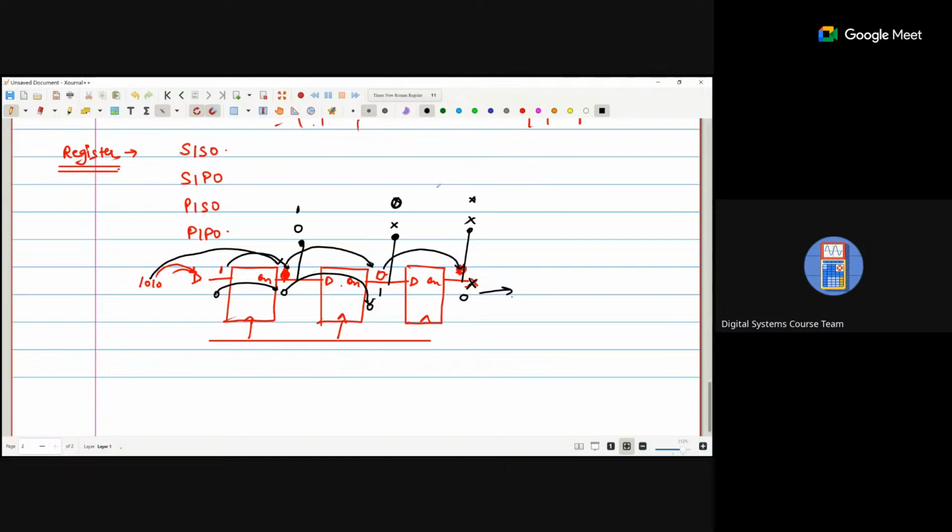In the third clock cycle, this 0 goes here, so we are getting a 0 here. The 1 that was coming from here to here, so we are getting a 1 here. This 0 we are inserting in the third clock cycle, so this 0 goes here, so it is a 0. So we can say that every clock cycle we are getting the data. So it is called serial in parallel out. Data is transmitting serially, but we are getting the output in parallel. So it is called SIPO.